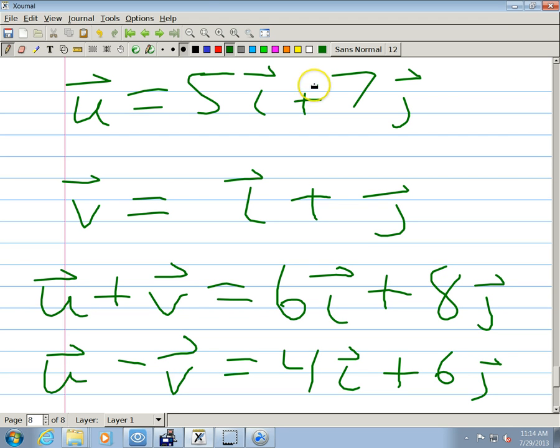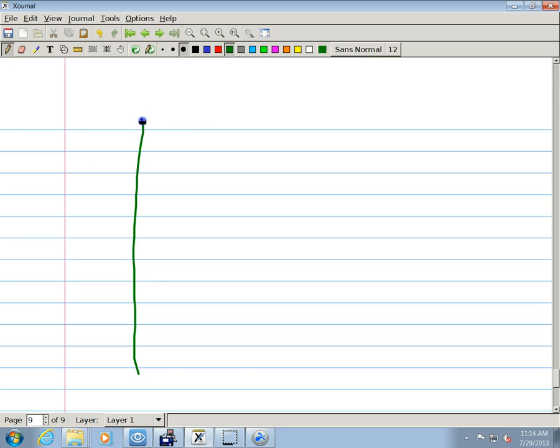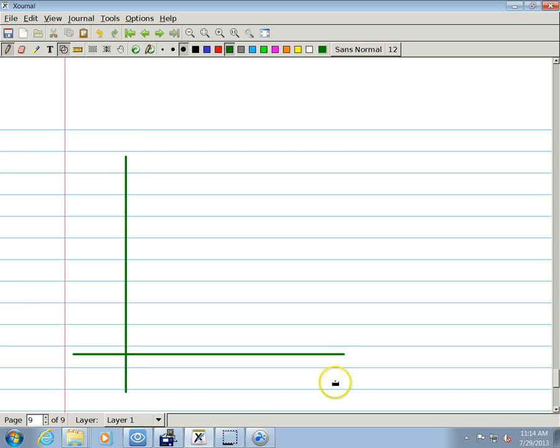Now, why don't we graph that? Let's see what that means. I'm going to graph u is 5, 7, and v is 1, 1, right? Okay. So let's graph that. All right, so 5, 7 is, say, 1, 2, 3, 4, 5 is here. And 7 is 1, 2, 3, 4, 5, 6, 7. Whoops, not quite to scale, but you get the idea. So the vector starts here and ends here. That's what that looks like.